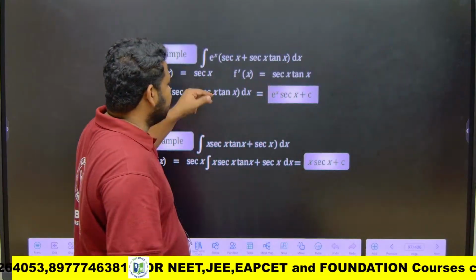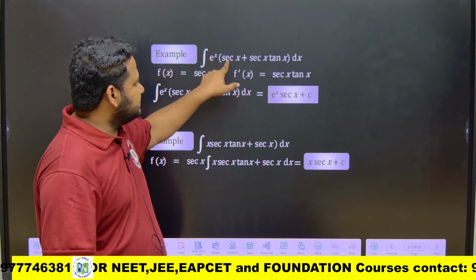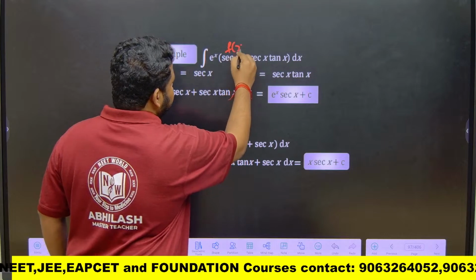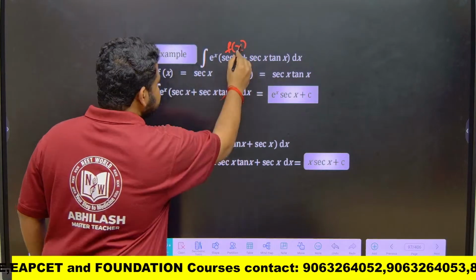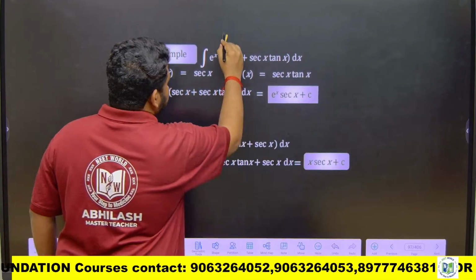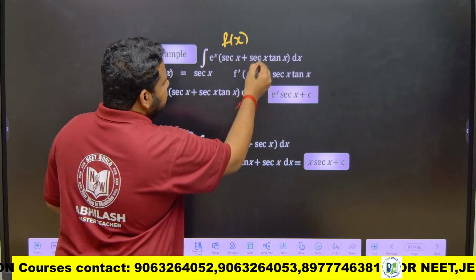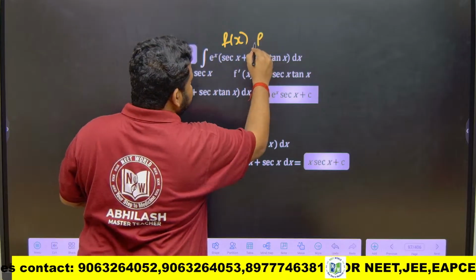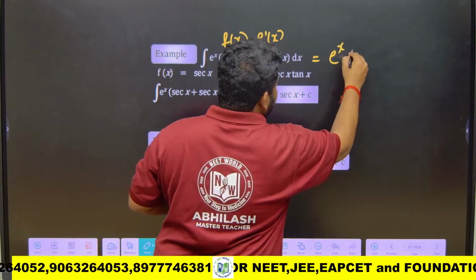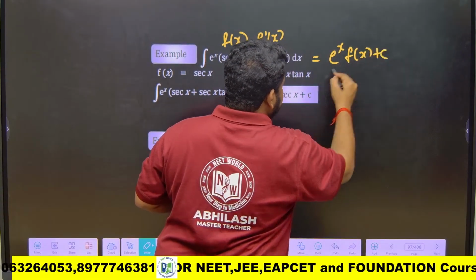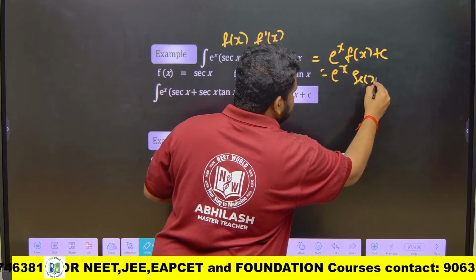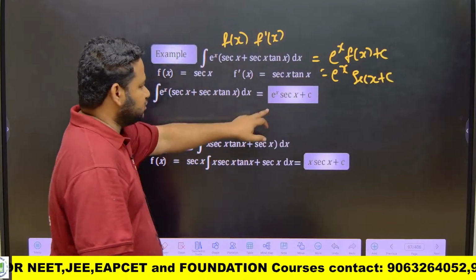See here friends, for example, the integral of e power x into secant x plus secant x tan x. Here secant x is f of x, and the derivative of secant x is secant x tan x, so this will be f dash of x. So this is nothing but e power x f of x plus c, where f of x is secant x. That is, e power x secant x plus c. Got it? This is how you solve the question.